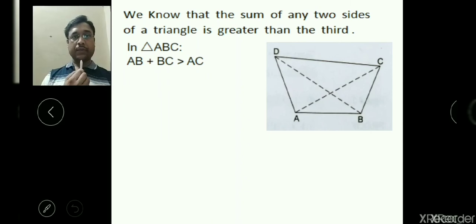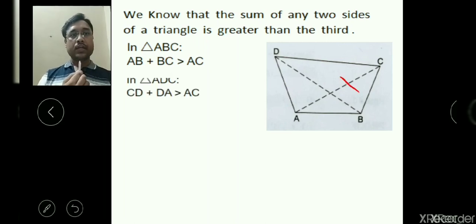Then in triangle ABC, look at the diagram, which is triangle ABC. You can see the triangle ABC in the diagram. Okay, in triangle ABC, AB plus BC is greater than the third side AC.